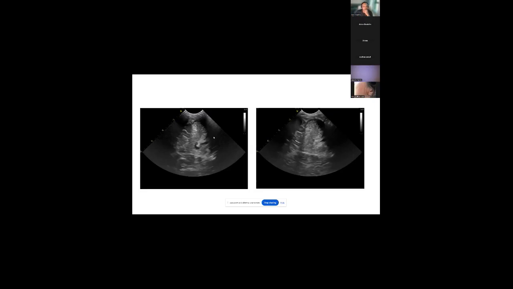I tried to take another picture too. I think it is the sternum here, and that's it. Brilliant. Beautiful scans. Well done, Shona.